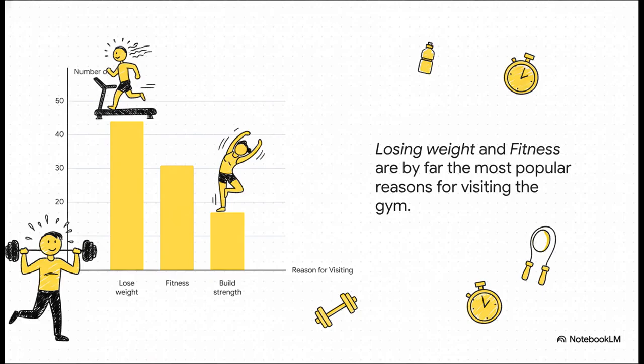Let's take a look at a simple bar chart. This is your go-to for comparing different categories. I mean, look at this. Your eyes just instantly go to the tallest bar, don't they? It's immediately obvious that losing weight is the biggest reason people are coming to this gym. Fitness is a strong second, but building strength? Way down the list. So simple, so clear.